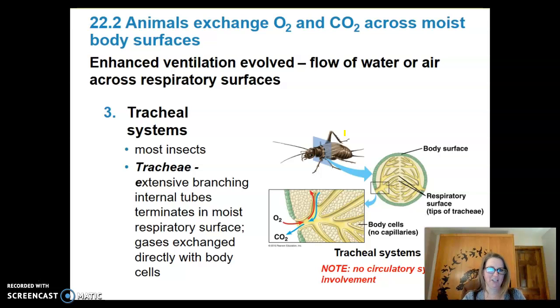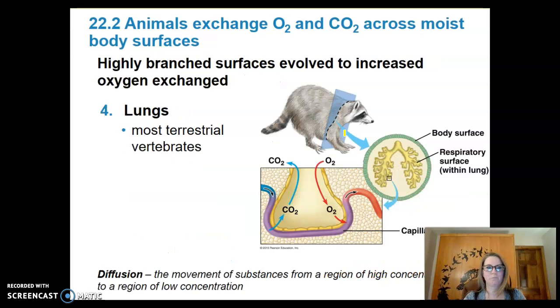So it just tells you trachea are extensive branching internal tubes that terminate in moist respiratory surfaces. So basically there's gas exchange directly with cells, not through something like blood. All right, so lungs. Again, we saw in the previous slide just this idea of a thin, moist membrane. So that is deep in the alveoli, or deep in the lungs, in the alveoli or the air sacs.